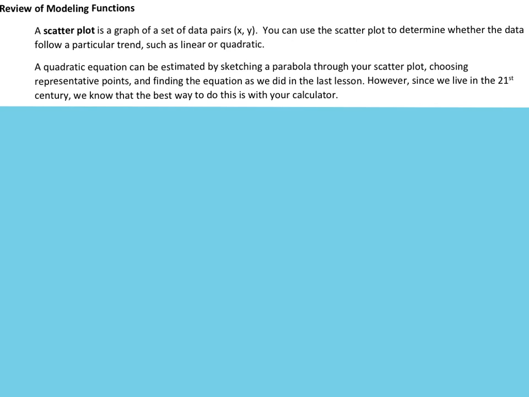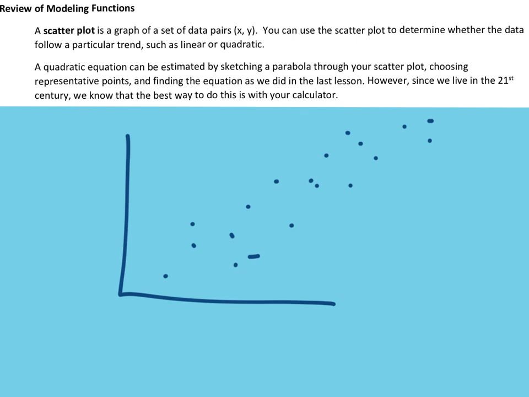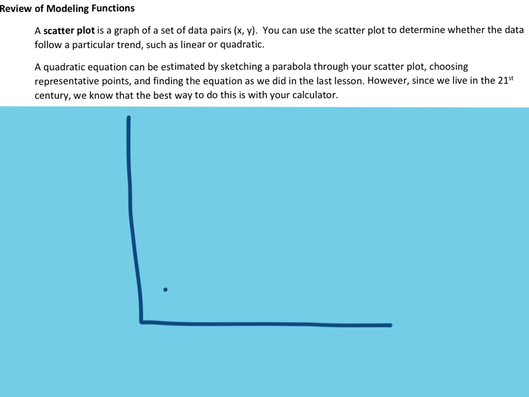Now we all know what a scatter plot is. A scatter plot is a graph, and you have a bunch of plots, and maybe all those dots follow a linear pattern. Or maybe they follow a parabolic pattern. Maybe they're almost parabolic. So we can take these points, and one thing we could do is sketch a parabola that we think best fits through there, and then choose a couple of representative points and find the equation like we did in the last lesson. But what we're going to do today is learn how to do this with our calculator.